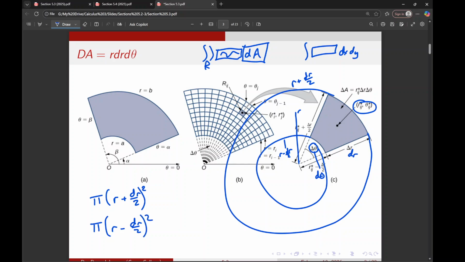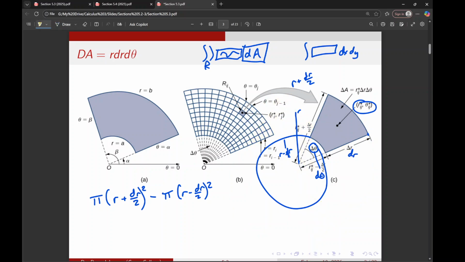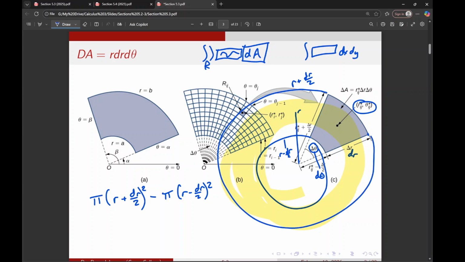So if I do this area minus this area, so minus pi times (r minus dr over 2) squared, I would get the annulus. Now, what if I don't want the whole annulus, I just want a fraction of it?